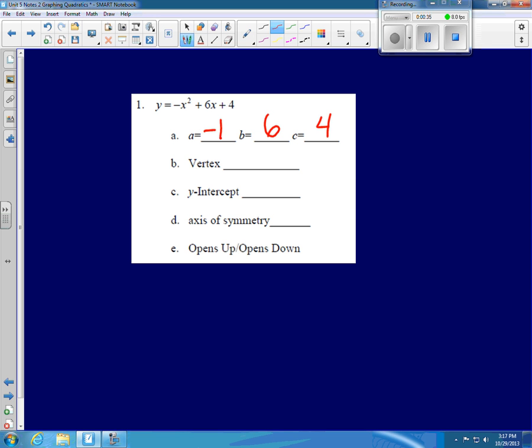Finding the vertex, we start off with our x-coordinate, which remember is opposite b over 2a. This also happens to be the axis of symmetry. So our opposite b is going to give us -6 over 2 times -1. So -6 divided by -2. Our vertex x-coordinate is 3, and so that's also our axis of symmetry.